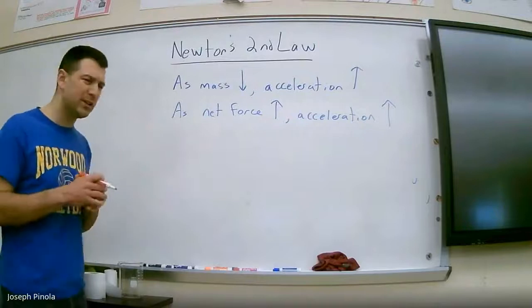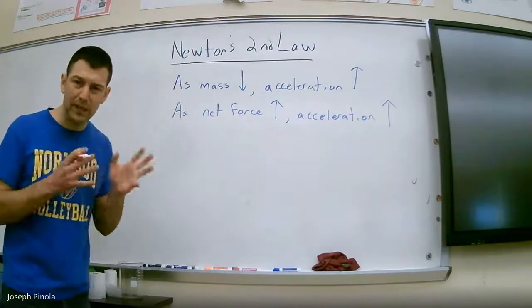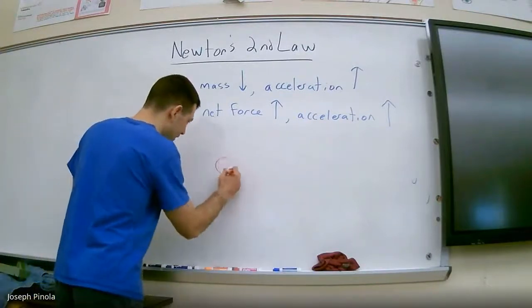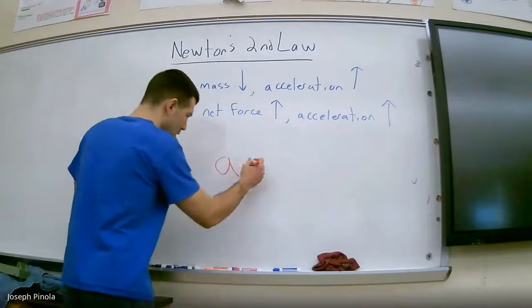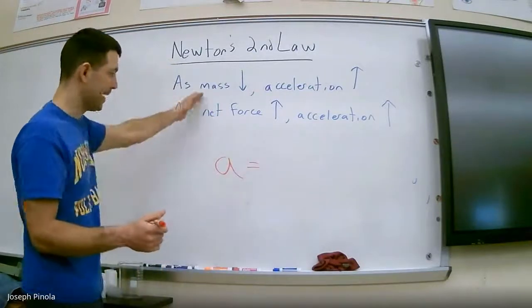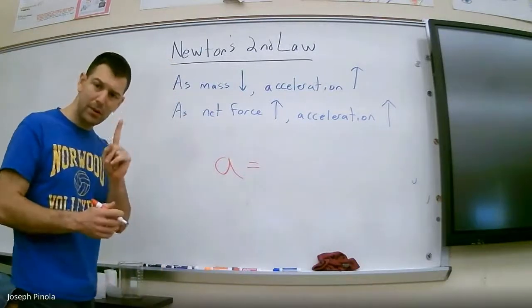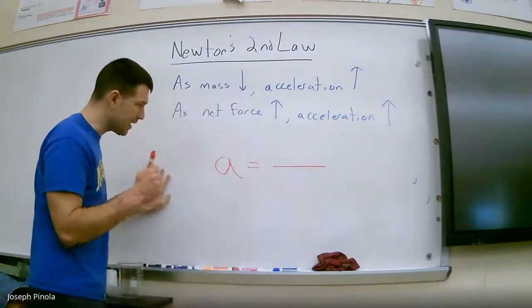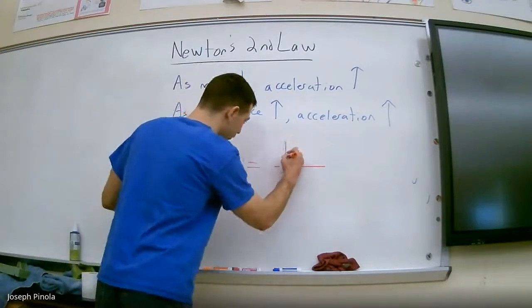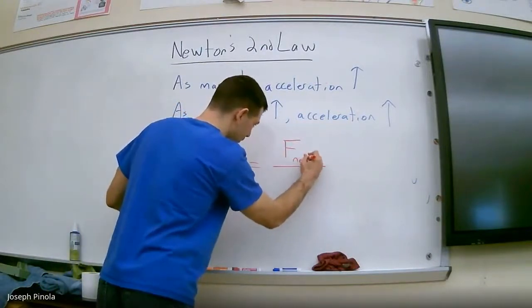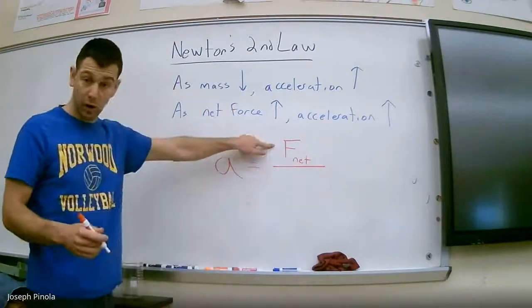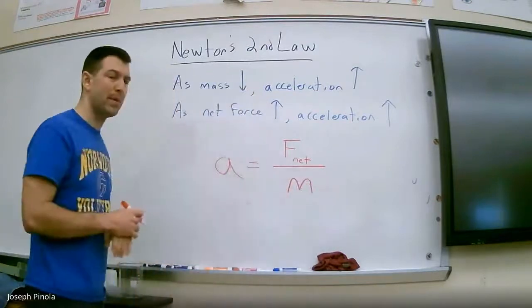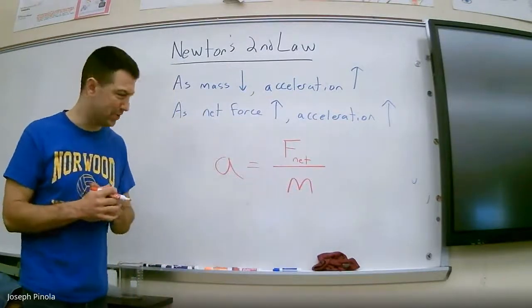And so today we're going to take a look at an equation that can relate these two things. And so that equation says that the acceleration of an object will depend upon these two factors, mass and net force. But the equation is going to look like a fraction. And in that fraction, we will have net force, which I will abbreviate as F net, on the top of the fraction, and M for mass on the bottom of the fraction.